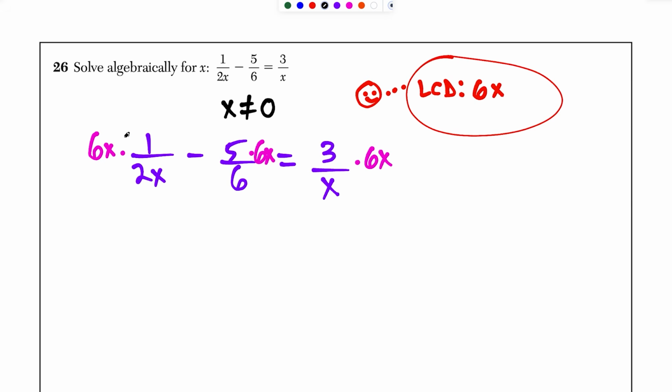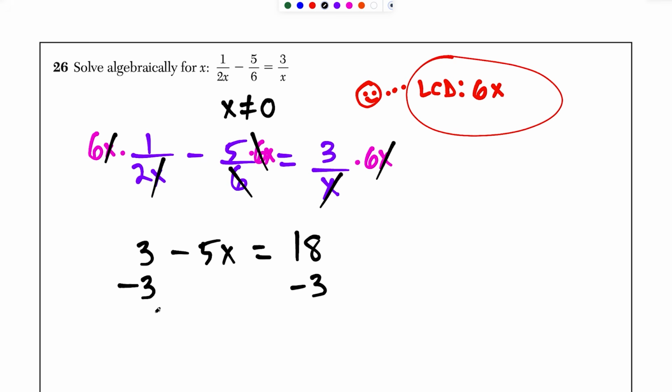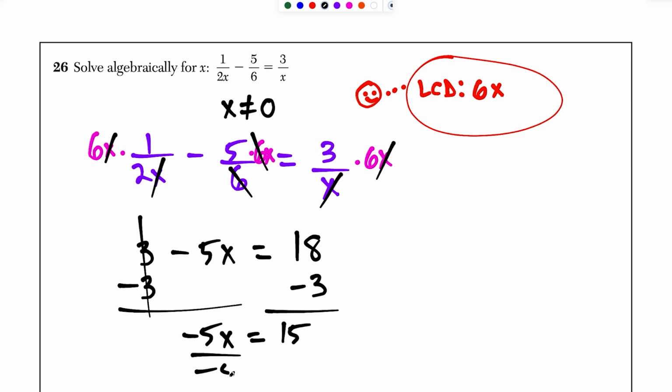So now notice that we have over here, x over x cancels out. 6 divided by 2 is equal to 3. And then we have minus 6 over 6 cancels, and we're left with 5x. And then we have equals x over x cancels, and we have 3 times 6 is equal to 18. So now all we have to do is solve for x. So we're going to go minus 3 on both sides. And this is going to give us on the left side, negative 3 minus 3 canceling. And we have minus 5x is equal to 15. And now we just divide both sides by negative 5.